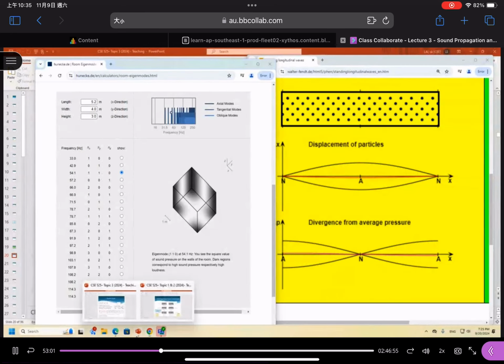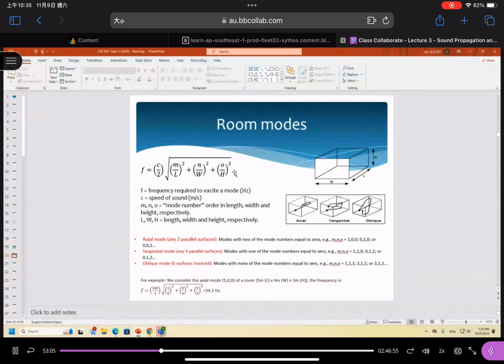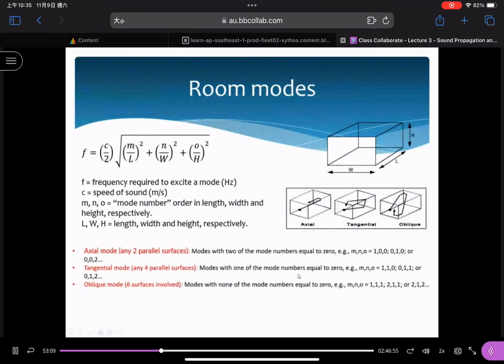For these calculations, they are referring to this equation. But please pay attention. The unit for the frequency is hertz, c is the speed of sound, and the mode numbers must be positive integers only. Any problems about how to calculate room modes?